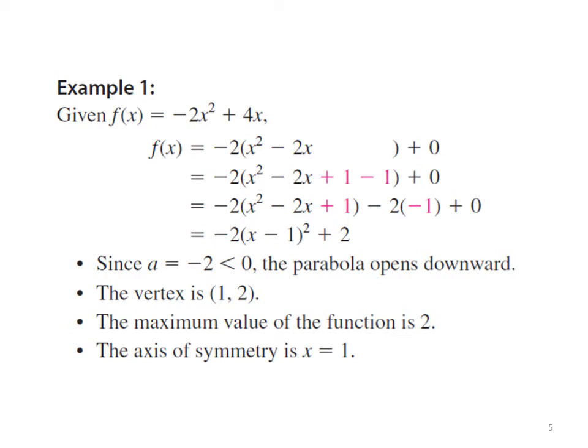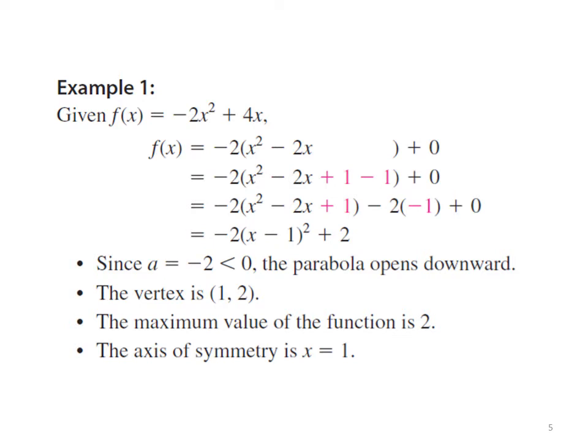Now the term that will be a perfect square will be x squared minus 2x plus 1. So we will leave this inside the bracket. We want to take the minus 1 outside the bracket, but remember it's multiplied by minus 2. So we take it outside the bracket as minus 2 times minus 1, plus 0. Now the quantity inside the bracket is a perfect square. You can write it as x minus 1 squared, and it is multiplied on the outside by minus 2. Plus minus 2 times minus 1 is just plus 2. And now you have the function written in the vertex form.